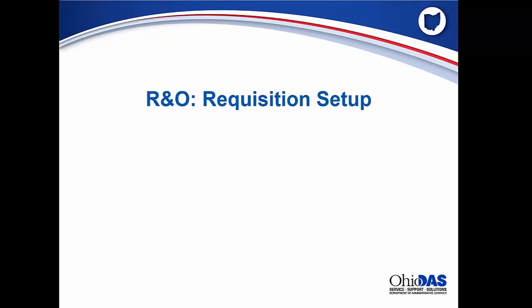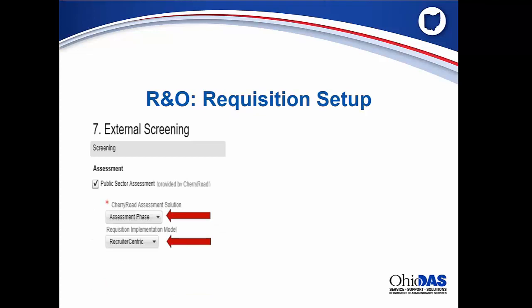So a few slides back, we were talking about requesting a screening service while in Recruit and Onboard on the rec, and this is where it's done. Far down the rec in number 7, external screening, you check the public sector assessment box and then you choose assessment phase from the drop-down under CherryRoad Assessment Solution. And just a heads up, in this particular webinar we're going to go through these slides as theory, and then we'll have pauses where we actually get in the system and see the same thing or even do the same thing.